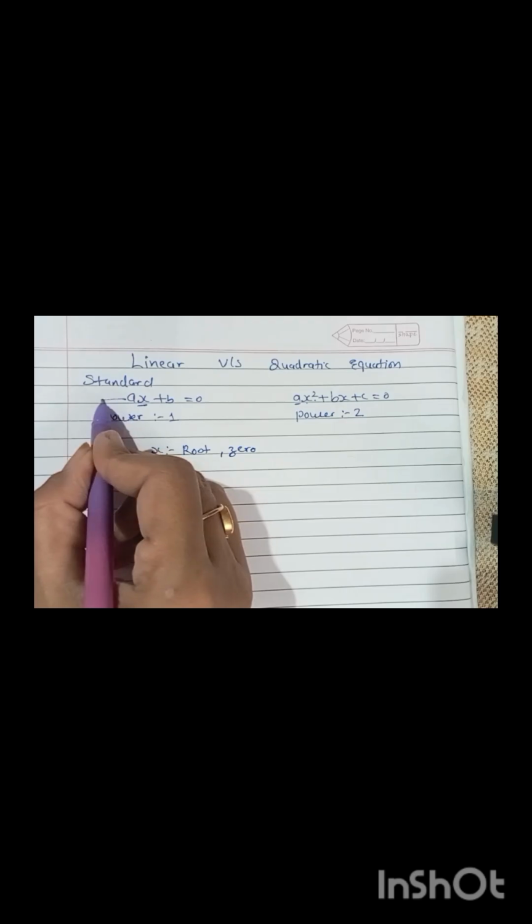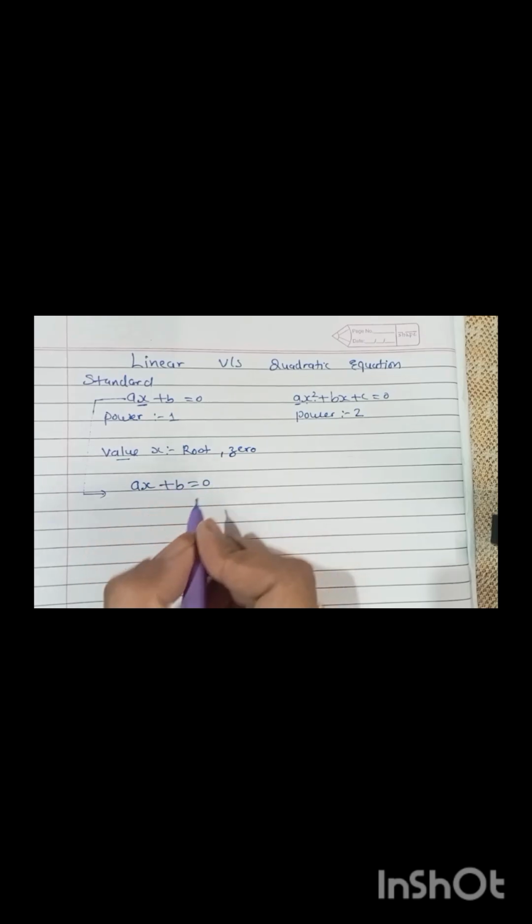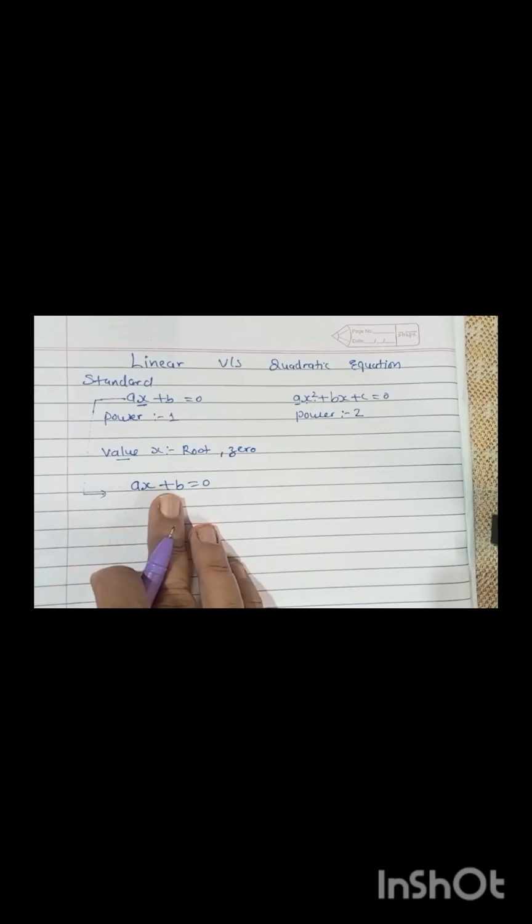So first of all, we will see the solution of ax plus b equal to 0. How to solve this equation, how to get value of x. So ax plus b equal to 0. This is the standard form of linear equation. If we write only ax plus b, then this is not an equation. We have to write equal to 0, then it becomes an equation.